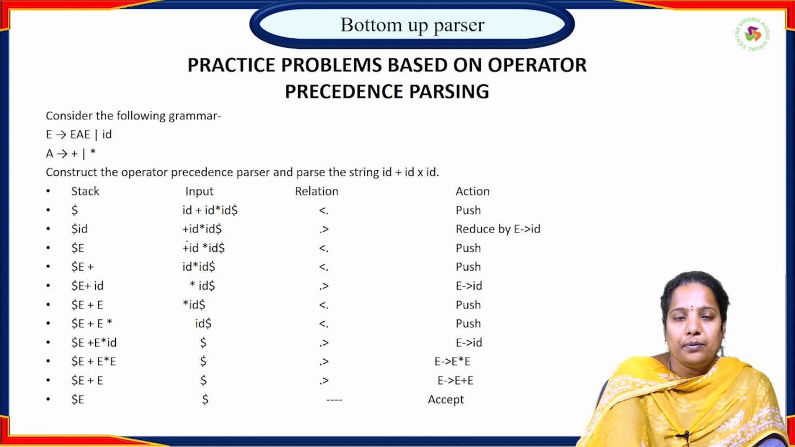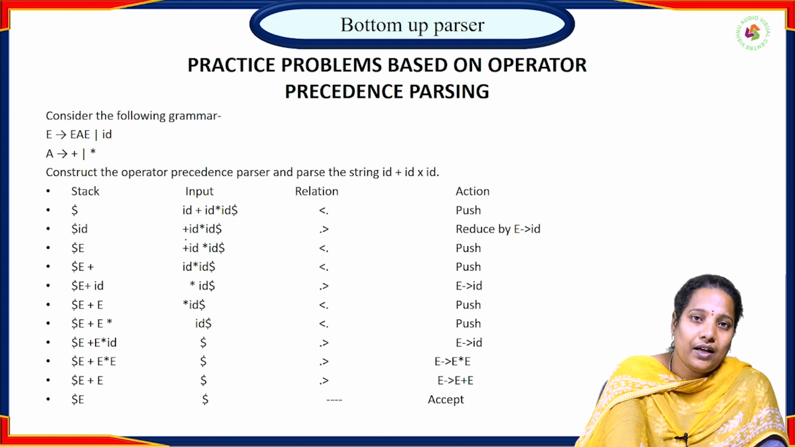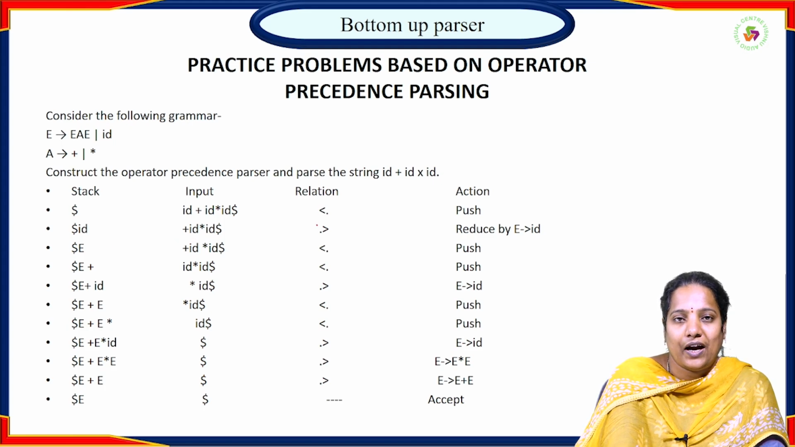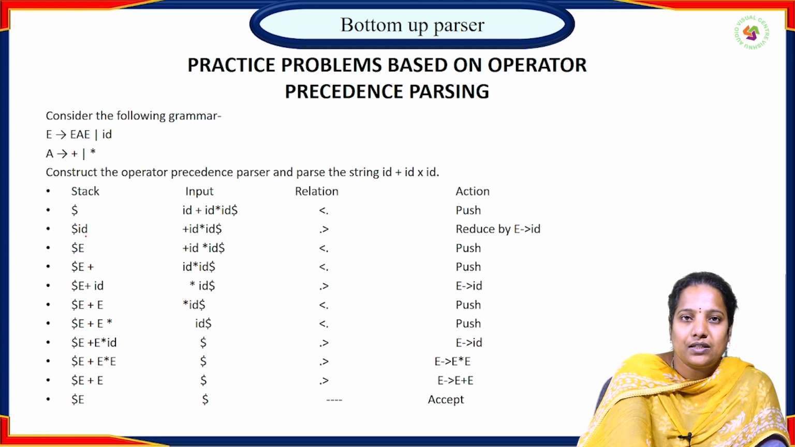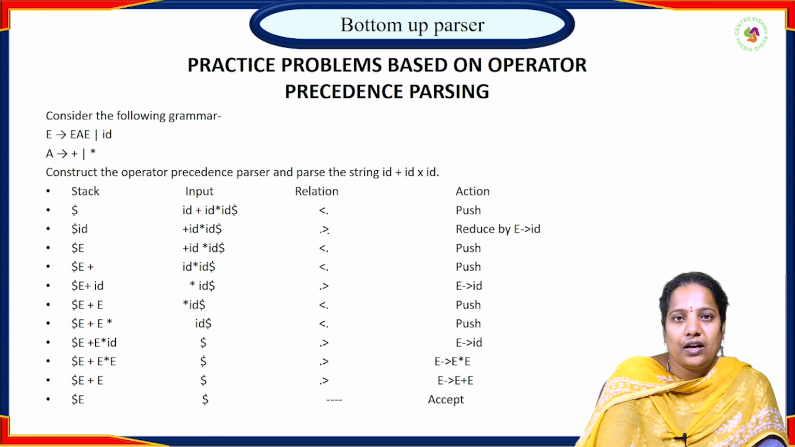Next, id and plus. The current input symbol is plus and the top of the stack is id. When we compare this, consider the stack symbol as A and the current input as B. Based on the precedence relations we have discussed previously, we need to find the relation between them. A is id and the input symbol is plus. Here A is greater than B, that is, id has higher precedence than plus. Then we insert the relation as greater than.